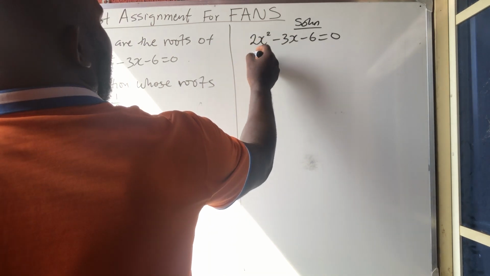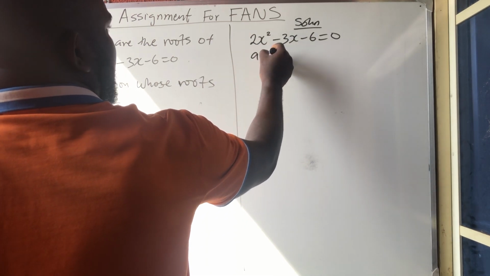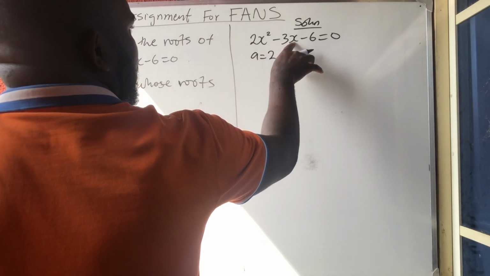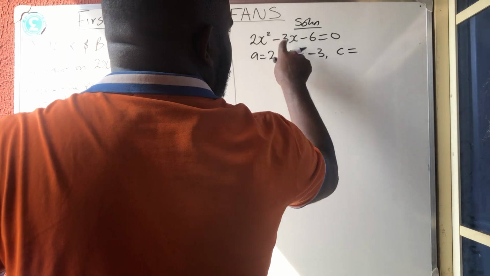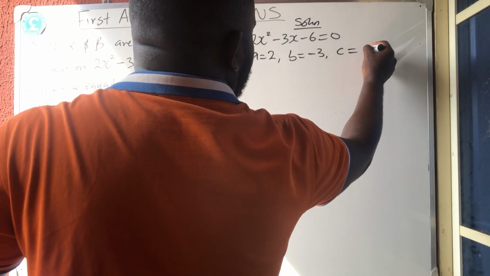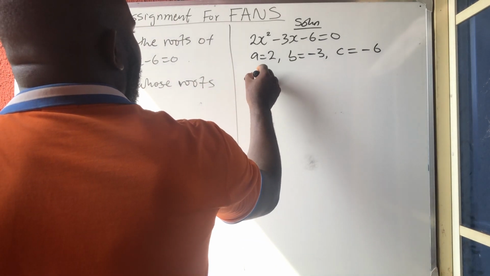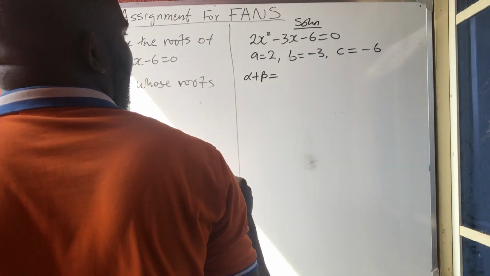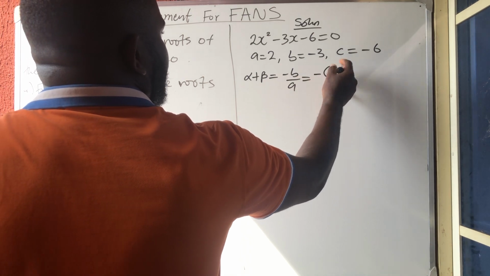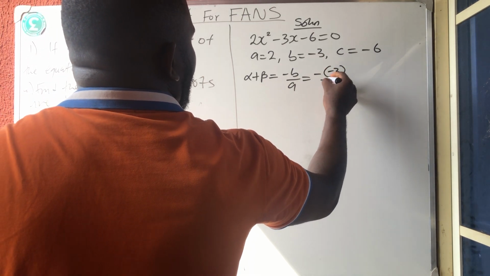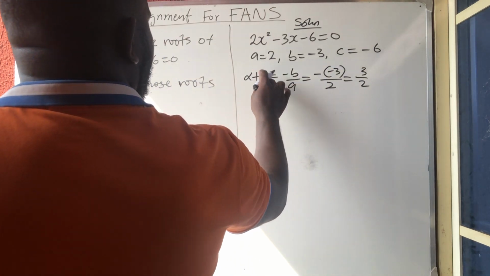This implies that a is the coefficient of x squared, which is 2, b is the coefficient of x, which is minus 3, and c is now the last constant term there, which is what? Minus 6, okay. So we need alpha plus beta, and the formula for alpha plus beta is minus b over a, which is minus minus 3 all over 2. So I'm having 3 over 2 as alpha plus beta.